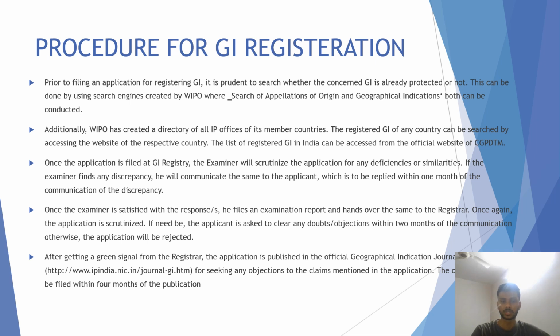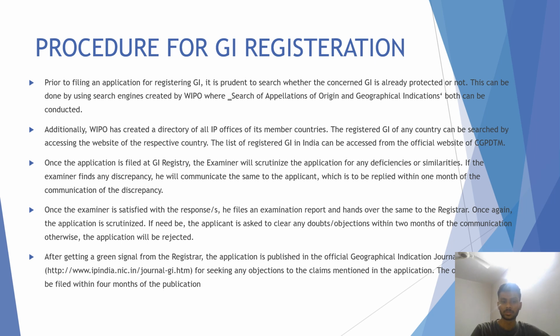Additionally, WIPO has created a directory of all IP offices of its member countries. The registered GI of any country can be searched by accessing the website of the respective country. The list of registered GI in India can be accessed from the official website of CGPDTM.